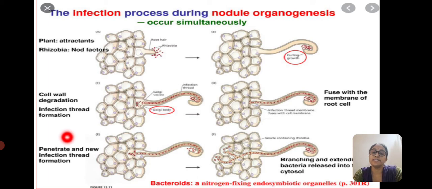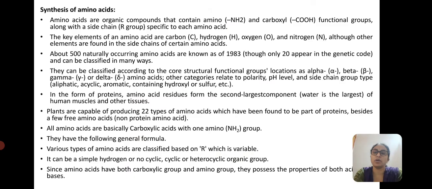These genes are going to promote these processes: the formation of the lectins and also the formation of the flavonoids, and exactly the curling and formation of the infection thread, and also the activation of the leghemoglobin. All these are facilitated by the NIF and the NOD genes.